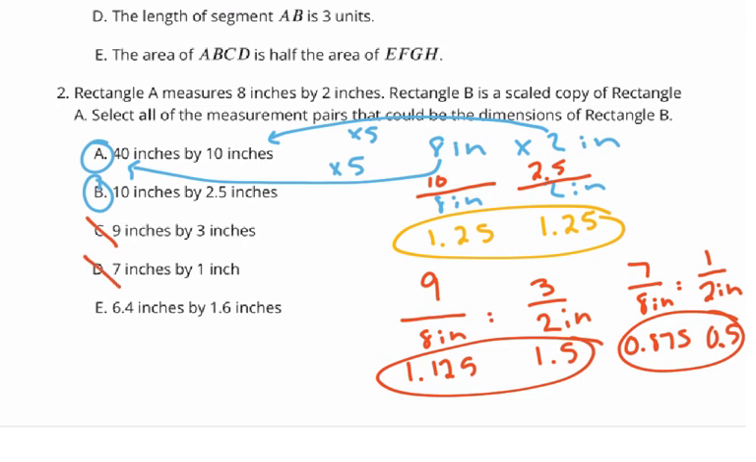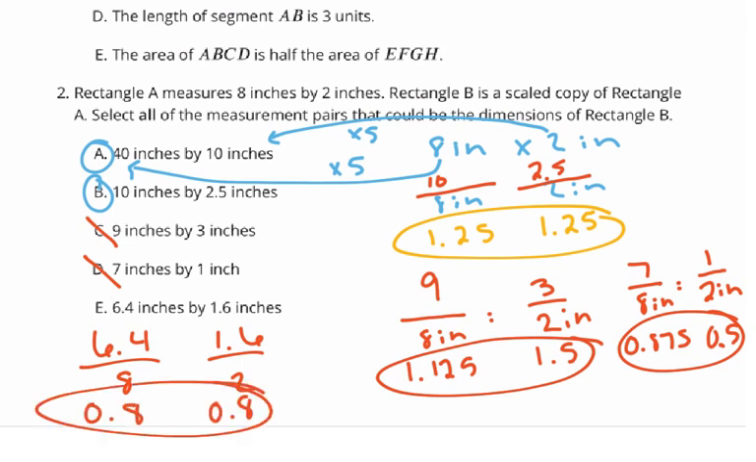The last one to check is E. So I'm going to take the new measurement of 6.4 and divide it by my original 8. And then I'm going to do the same thing with the 1.6 new measurement and divide by the original 2. The times that I do that, I get 0.8. So I know that since I got the same answer, this scale factor would be a 0.8 scale factor. And so E is a correct answer.